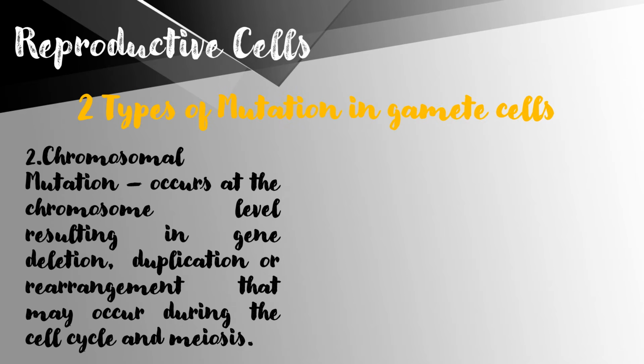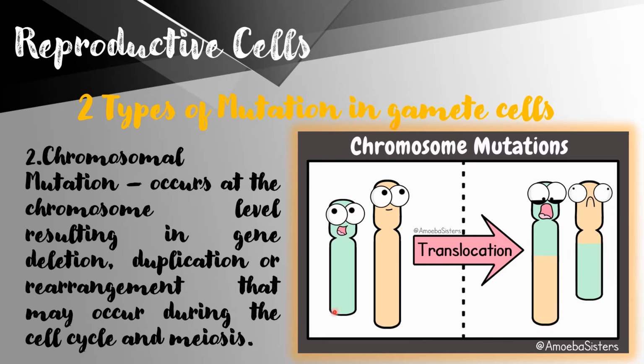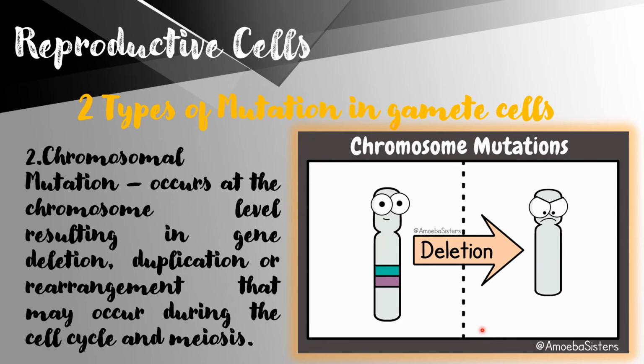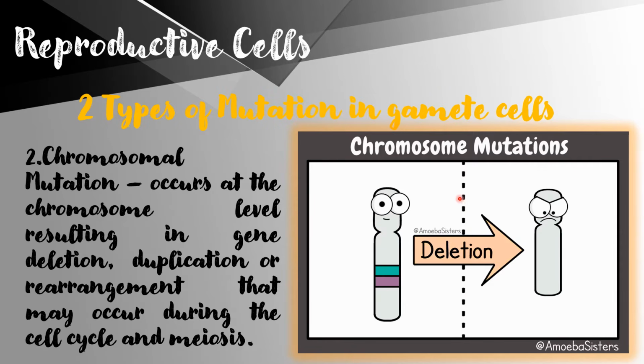It occurs at the chromosome level, resulting in gene deletion, duplication, or rearrangement that may occur during the cell cycle and meiosis. Here are the types of chromosome mutations: deletion, inversion, translocation, and duplication. Let us differentiate the type of chromosomal mutation.